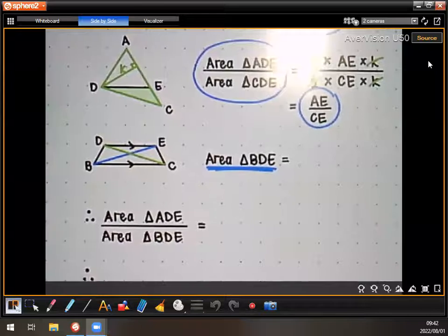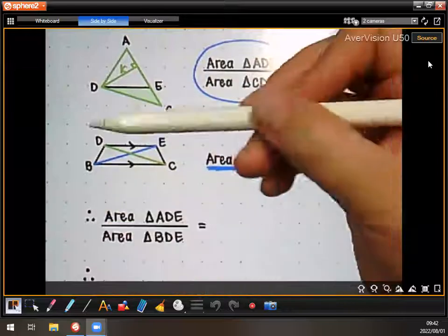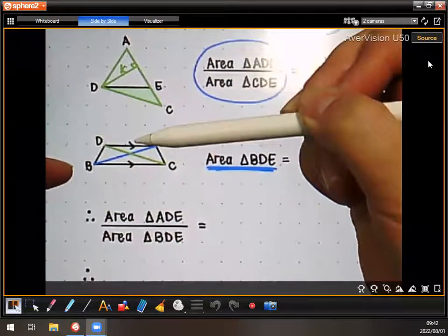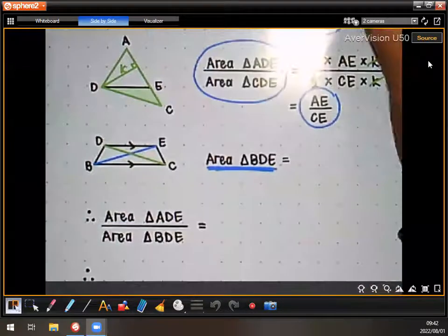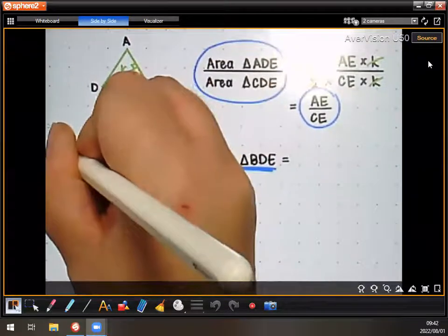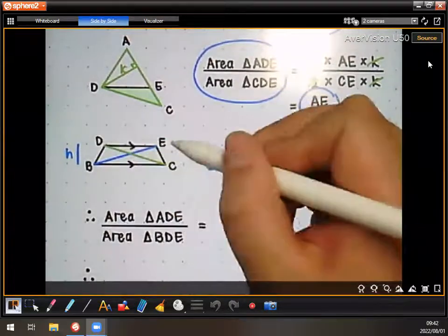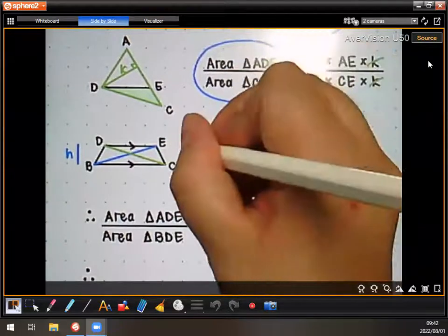Now, what about the perpendicular height? Do we think these two triangles will have the same perpendicular height? The actual distance between the base and the top vertex. If we're looking at the blue triangle, the base is DE, the top vertex is B, right? So if I were to just write it here on the side, that will be that perpendicular height. What about the green triangle? From DE to point C, won't that be the exact same height?